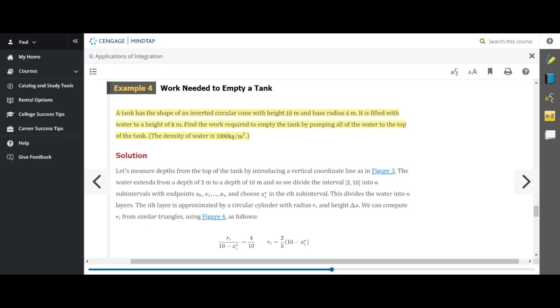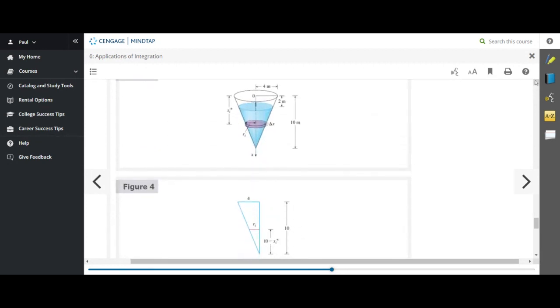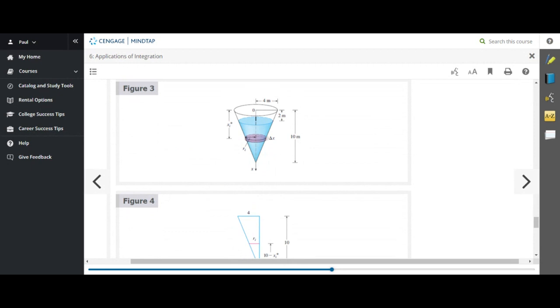So first of all, let's look at this problem. Let's look at a picture. I'm going to go down here to figure 3, and here's a picture of the tank. And the tank, again, is an inverted cone.